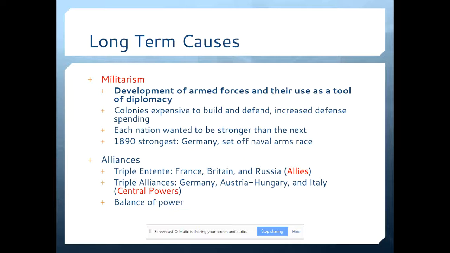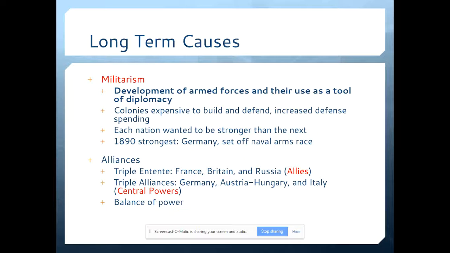It also includes the Ottoman Empire, the lands in the Middle East controlled by the Turks. That's later known as the Central Powers. So when we talk about this alliance system, I'm going to refer to them as the Allies and the Central Powers.